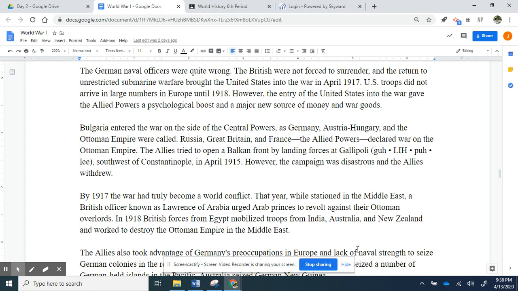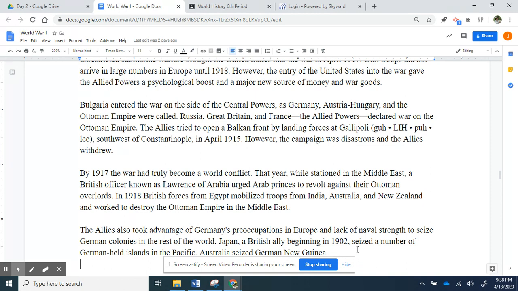That year, while stationed in the Middle East, a British officer, known as Lawrence of Arabia, urged Arab princes to revolt against the Ottoman overlords. In 1918, British forces from Egypt mobilized troops from India, Australia, and New Zealand and worked to destroy the Ottoman Empire in the Middle East.